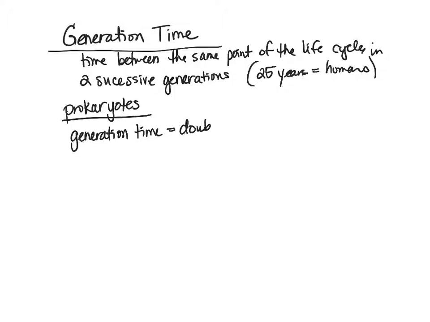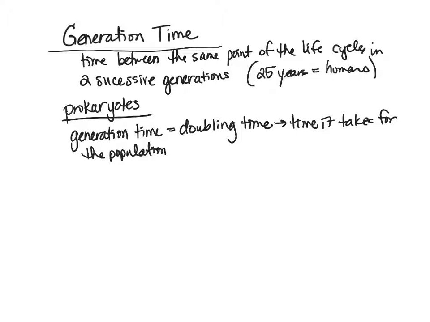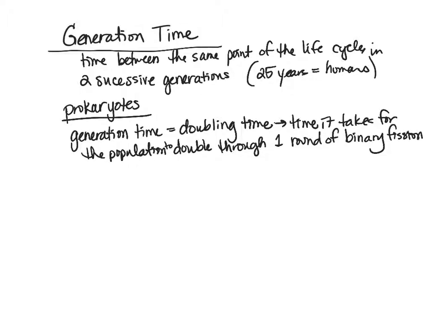And that's, of course, because it's the time that it takes for the population to go through one round of binary fission. And if the population is going through one round of binary fission, then they are doubling their population. So it's the time it takes for the population to double through one round of binary fission. So generation time or doubling time.